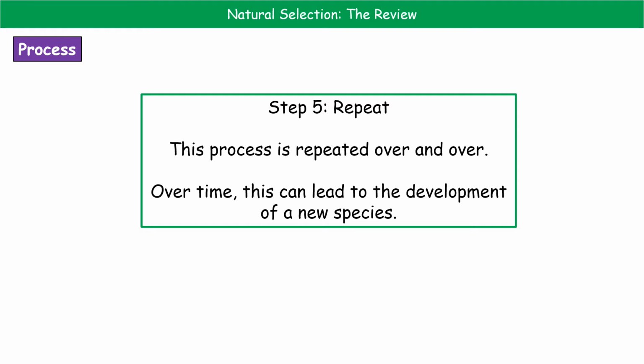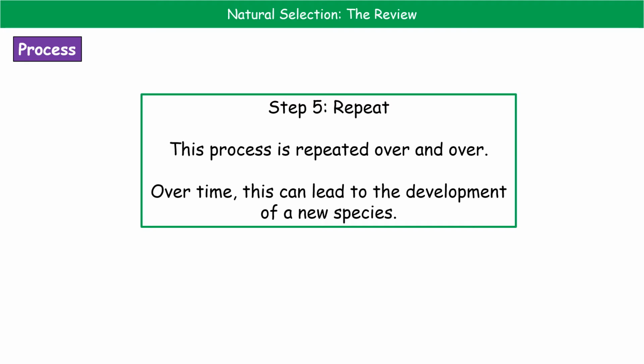Step 5 is the repeat stage. It's worth remembering that when we're talking about evolution, it's not a case of it happens once that we get one mutation, they survive, they pass on their genes, and what do you know, we have a whole new species. No, it takes many of these to occur over a long period of time. So what we find is that process of stages 1 to 4 being repeated over and over many generations can lead to the development of a new species.